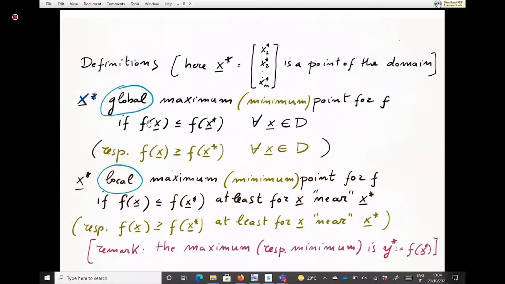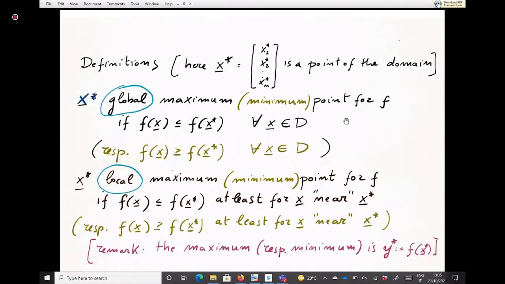Respectively, if I focus on the minimum, X star is a global minimum point if at any other point of the domain the function takes on a value which is not smaller, which is greater or equal to the value at the point X star. Clear? So it's just a matter of reversing the inequalities. And this is the definition of global maximum point and global minimum point.